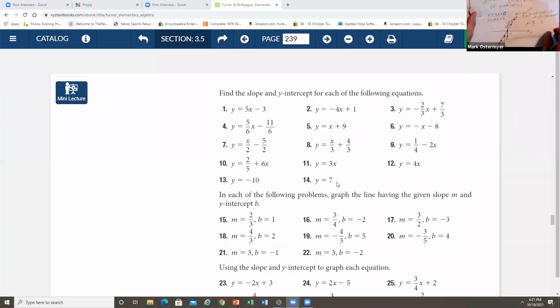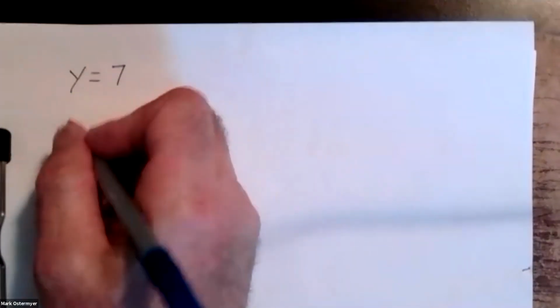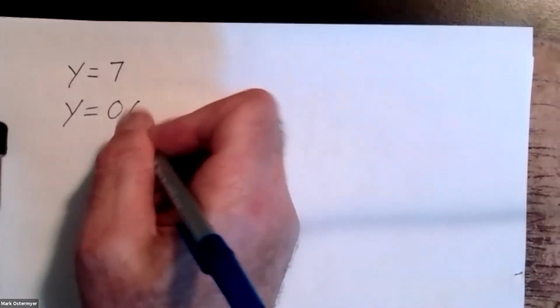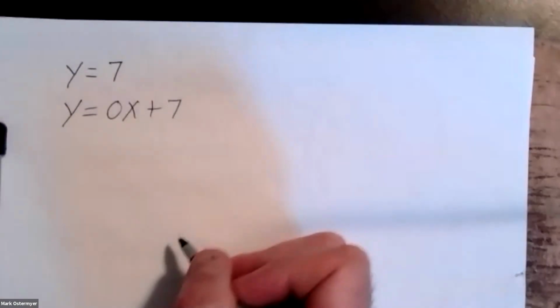Now what's up with problem number 14, y equals 7? What's up with that one? Is that in slope-intercept form, number 14? Well, you don't see x anywhere. Technically, it is in slope-intercept form. It's just that the slope is really what? What is the slope?